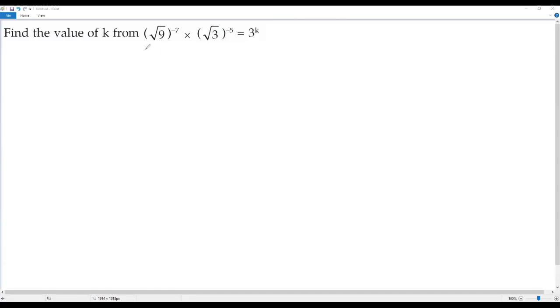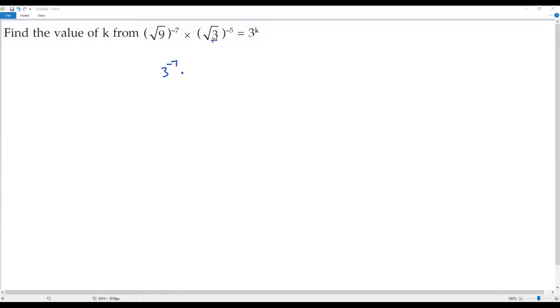Okay, now in my first step, I'm going to evaluate the value of the square root of 9. So we know that the square root of 9 equals 3. That is 3 to the power of negative 7 times. And here we cannot evaluate this one because inside the square root we don't have a perfect square. Here we got a perfect square 9 inside the square root, so easily we can evaluate the square root of 9. That is 3. 3 raised to the power of negative 7.